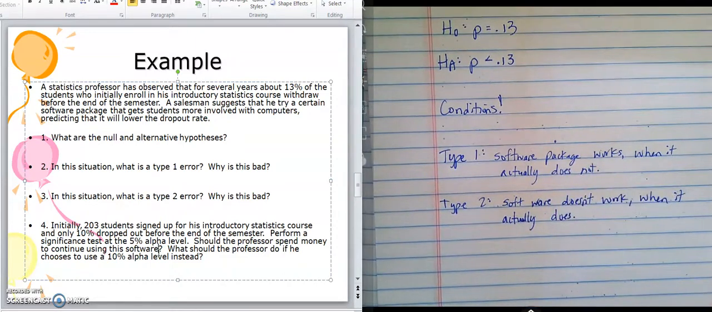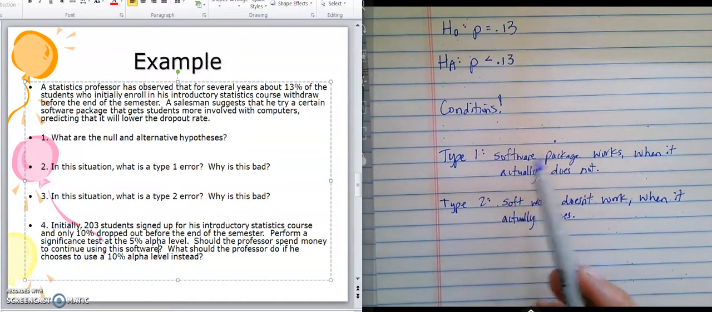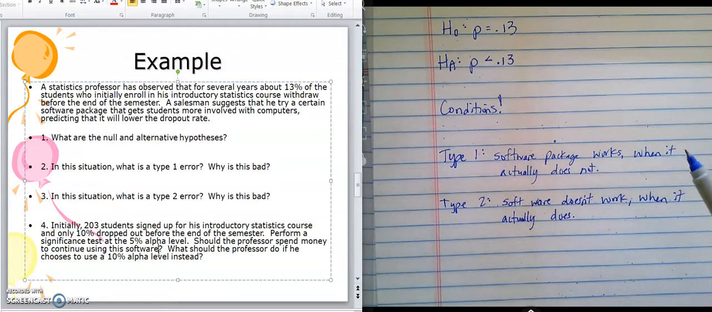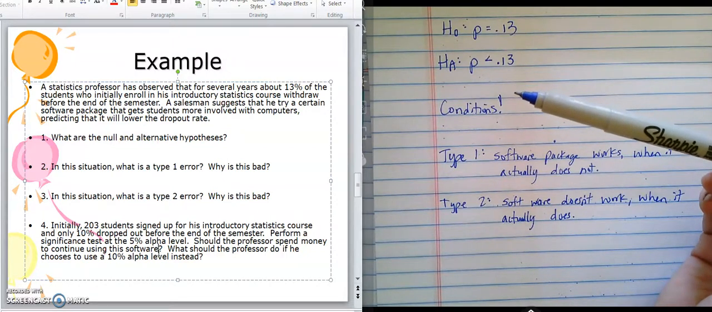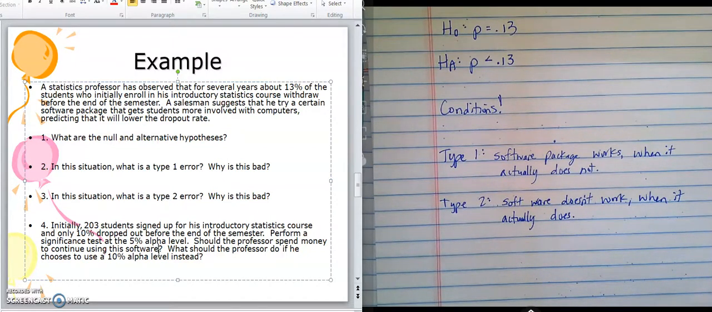So why are each of these bad? Well, if he said the software package works when it really doesn't, that means he spent his money and bought it, but it really didn't work. So he completely wasted his money. He still had about 13% dropout. A type 2 error is when he says the software package doesn't work when it does. Well, that means he didn't buy the software package, but it really would have helped his dropout rate. So these are the two different types of error.